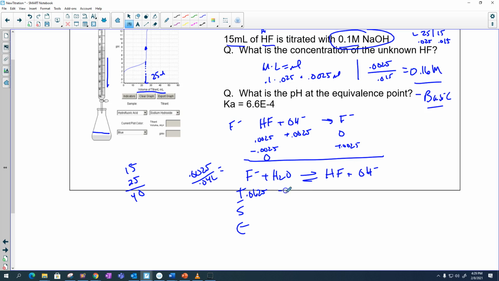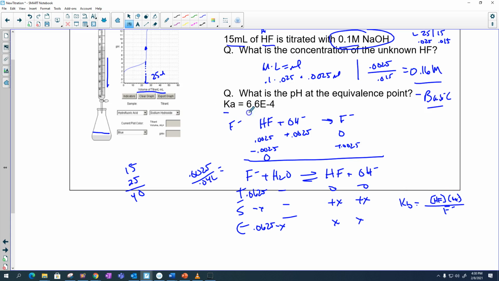0.0625. Not playing a role. 0 minus x plus x plus x. At this point, the problem should be starting to look pretty familiar. X and x. We would use the Kb equals the concentration of the two products, HF and OH negative over F negative.